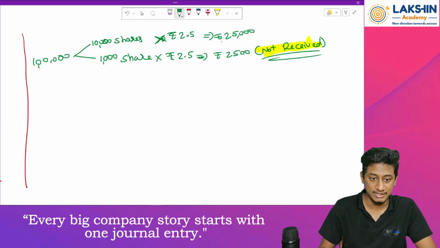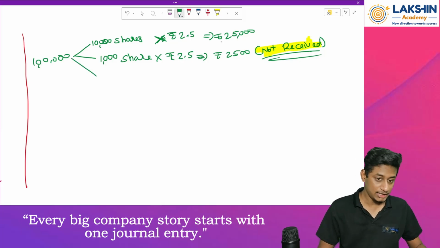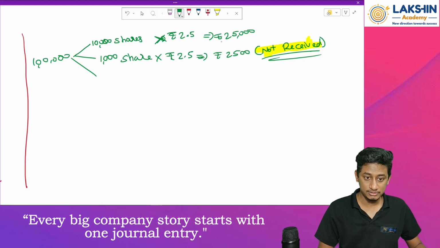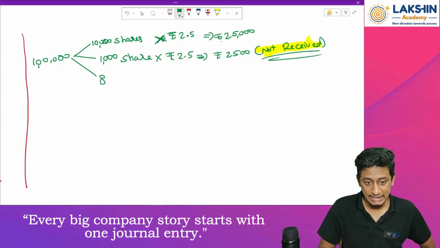Clear? Okay. Then next, remaining how much? 10,000 plus 1,000 minus 90. Sorry, minus 1 lakh. That will be rupees. Sorry, 89,000 shares. Remaining shares are 89,000 shares.